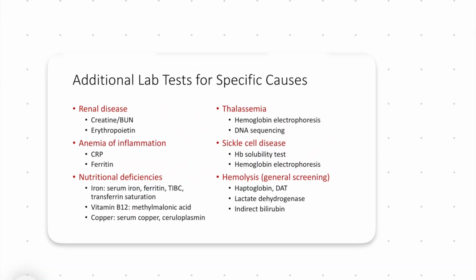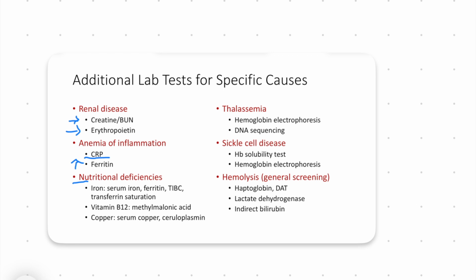So the last thing we're going to talk about is some of the additional tests, and a lot of these we actually already talked about. So if you suspect renal disease, then you would check your levels of creatinine and erythropoietin. If you suspect anemia of inflammation, you're probably going to have a lot of C-reactive protein. That's an indicator of inflammation in the body. And we'll probably also have a high ferritin level, right? Because we have iron, it's just not available for use, which is kind of the opposite of nutritional deficiency.